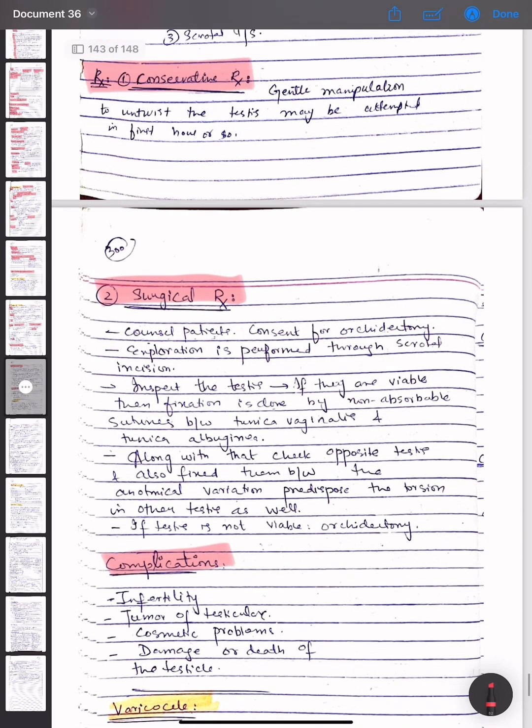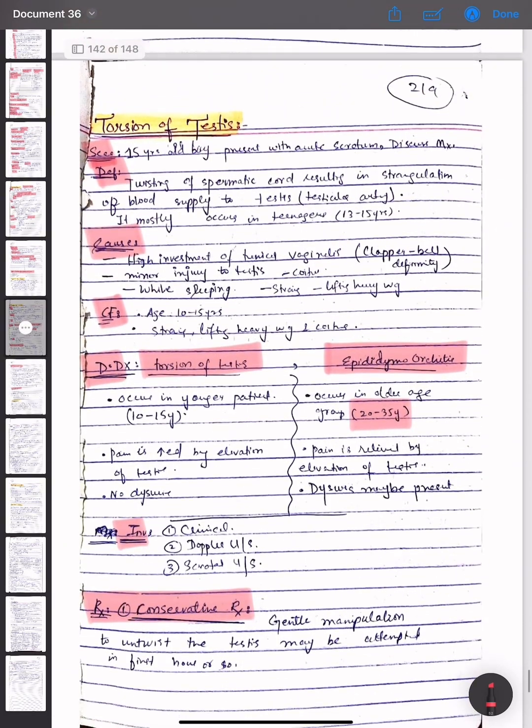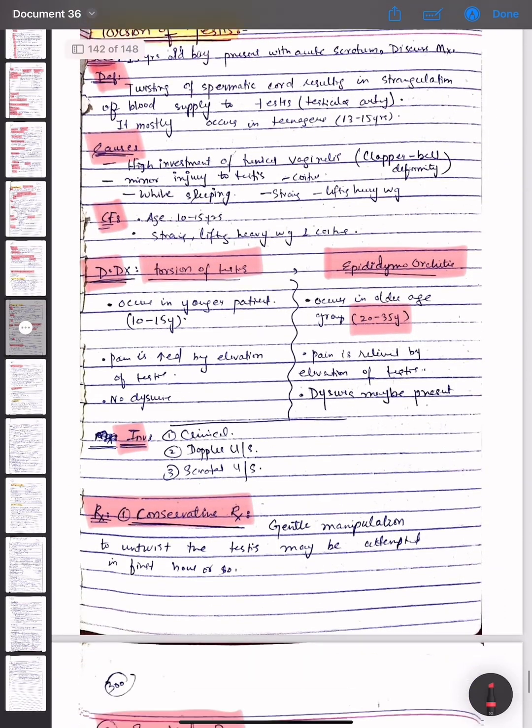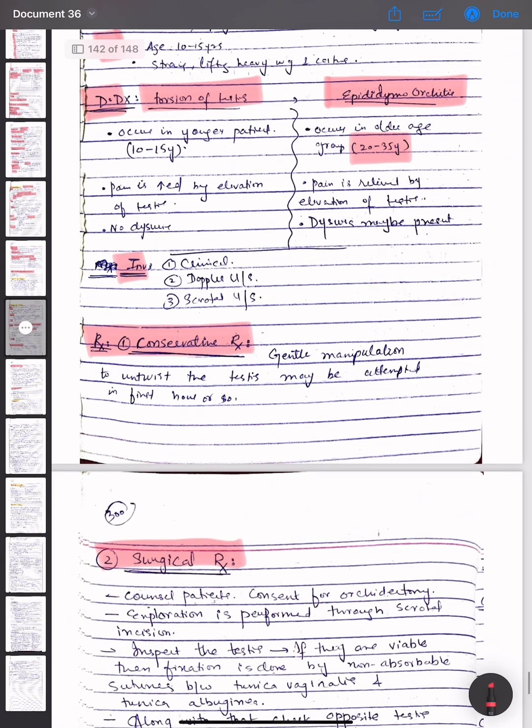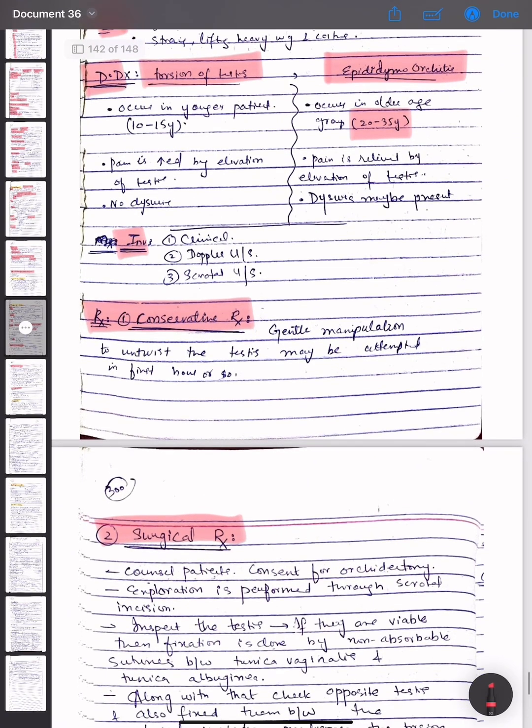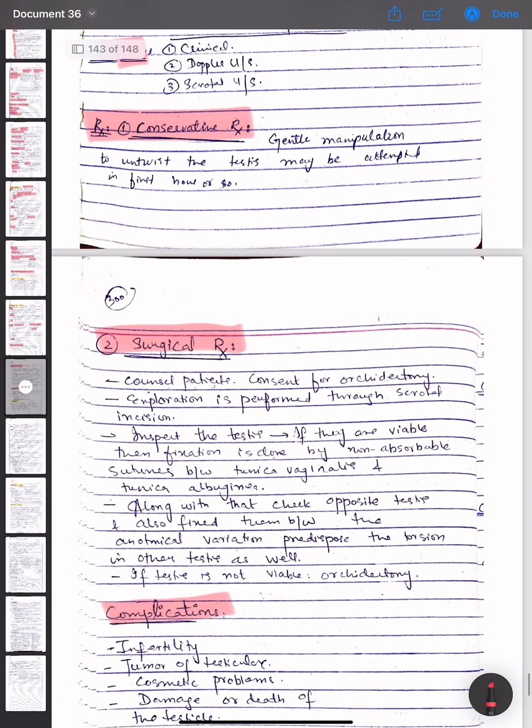So we have discussed the torsion of testes, the definition, the causes, the clinical features, and the differential diagnosis of the torsion of testes and epididymo-orchitis and investigation options. Then the treatment options, which are conservative treatment and surgical treatment, then the complications.